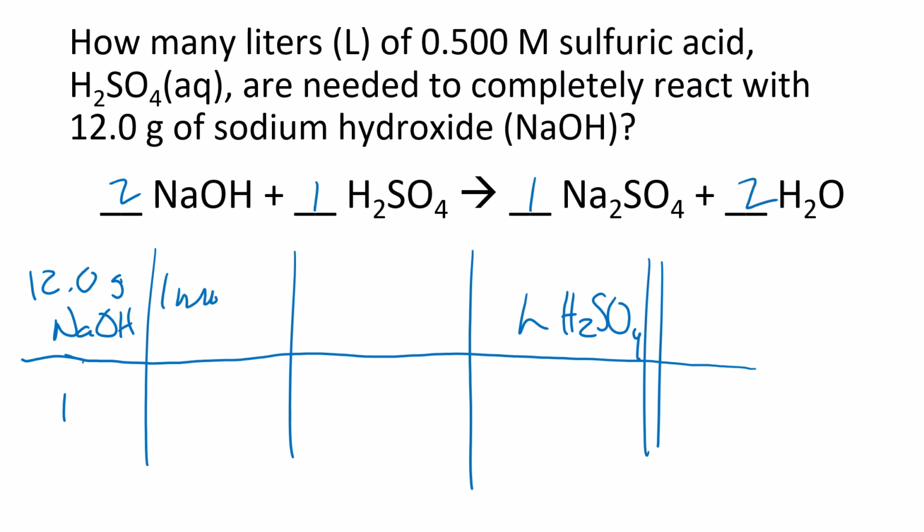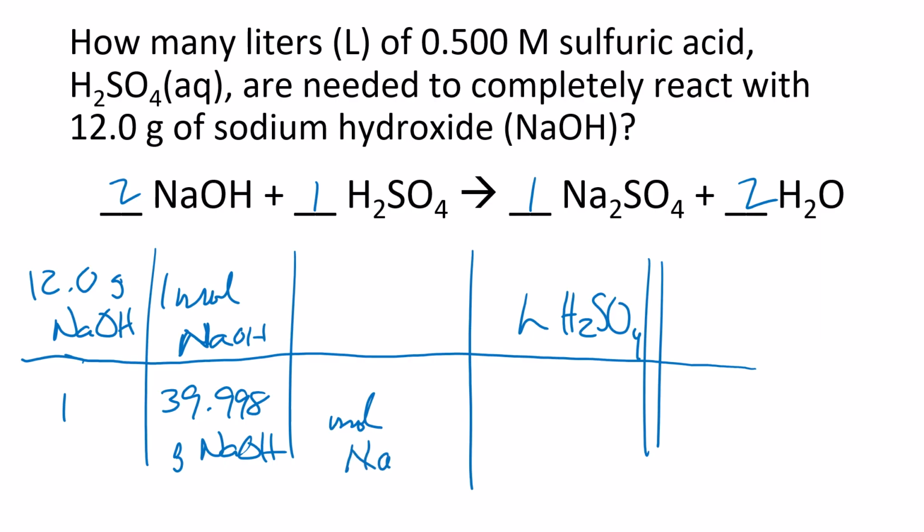So 1 mole of NaOH, and on the bottom will be the molar mass of NaOH, 39.998 grams of NaOH. So now I can convert over to moles of NaOH with this molar mass fraction. Then now you can convert to moles of H2SO4 by using your coefficients from your balanced reaction. So 1 mole on the top, 2 moles of NaOH on the bottom.